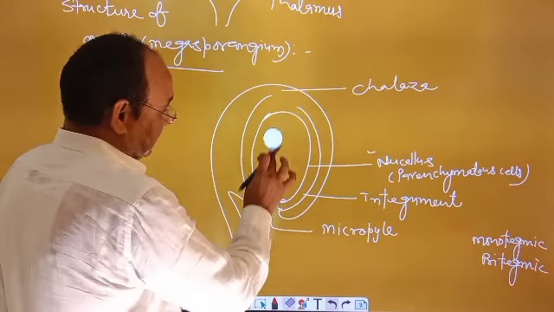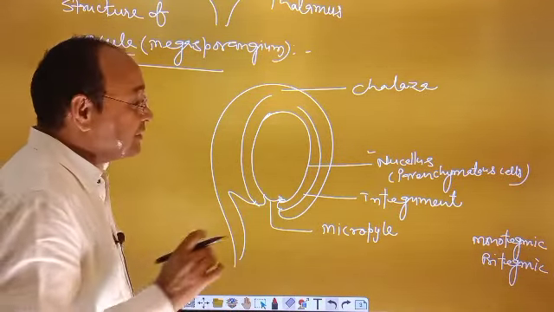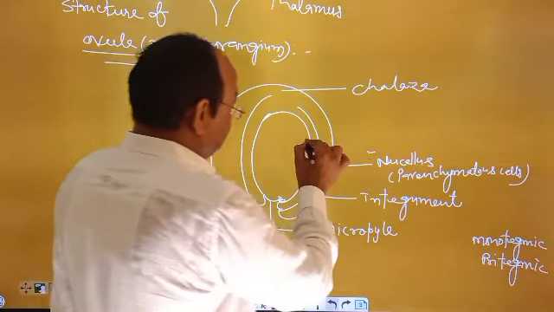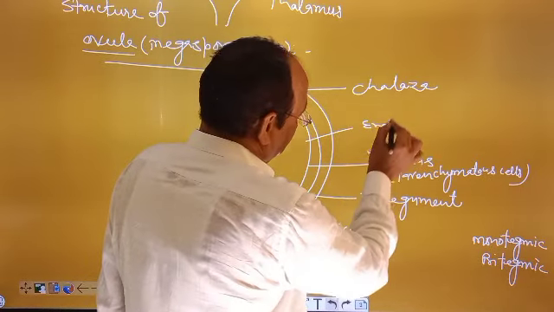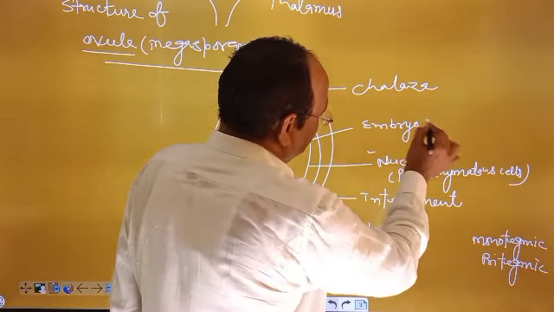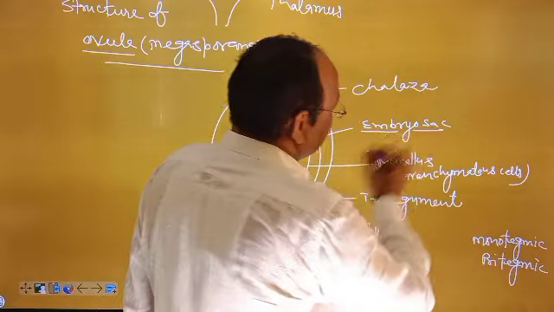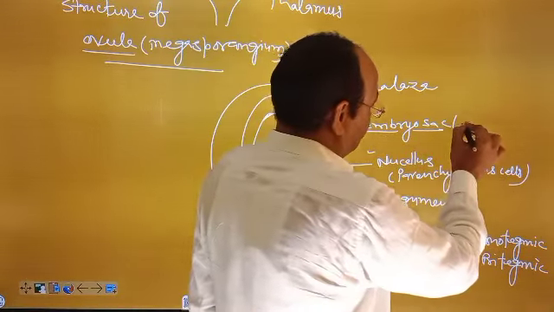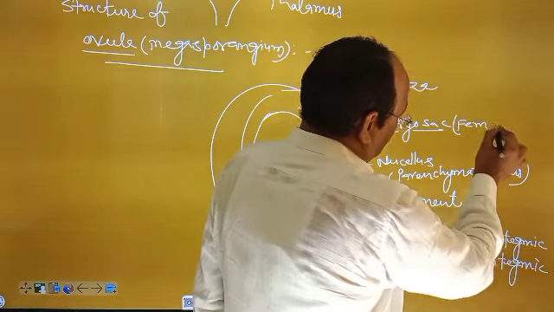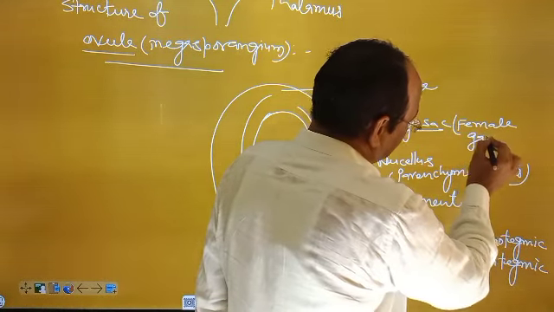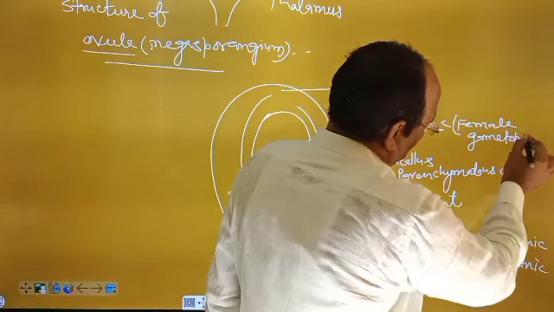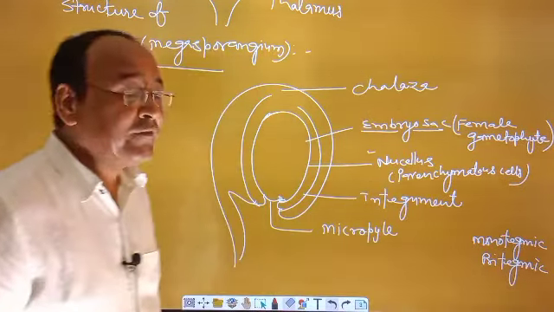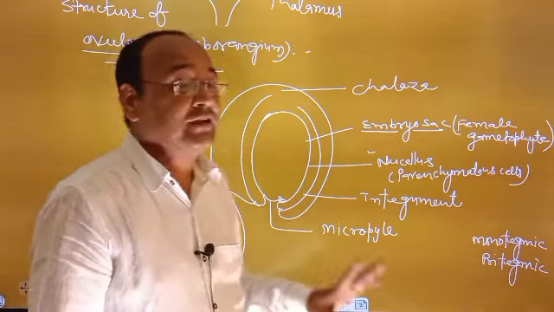Now in nucellus, especially a structure is found which is known as embryo sac, and embryo sac is called female gametophyte. So the name of the female gametophyte is embryo sac.